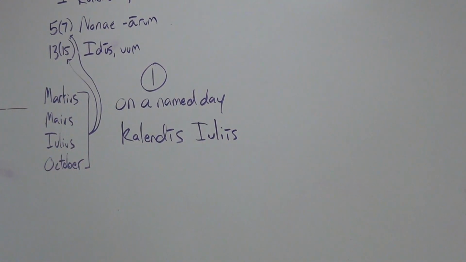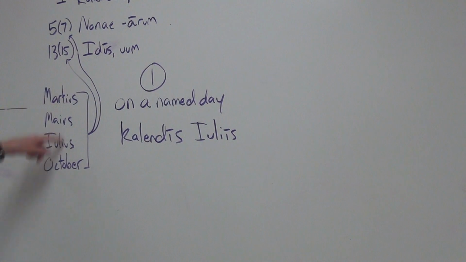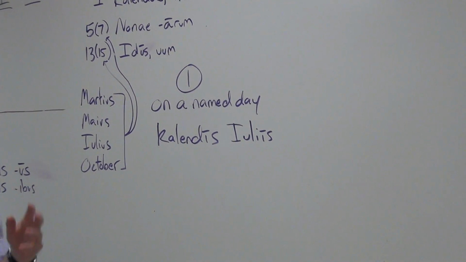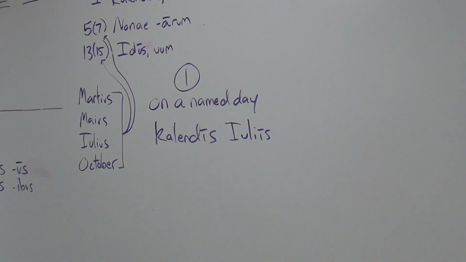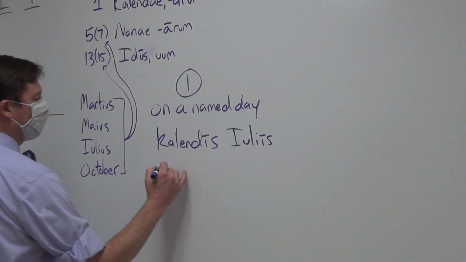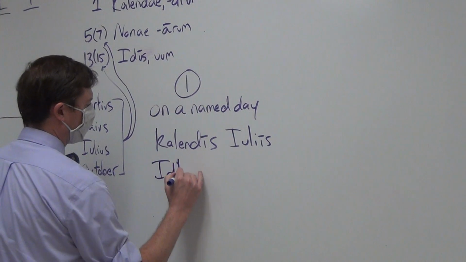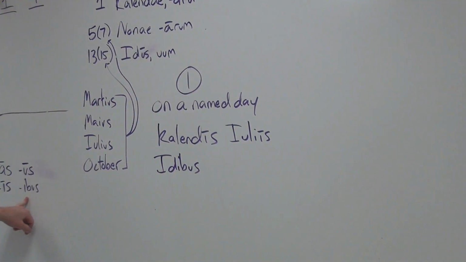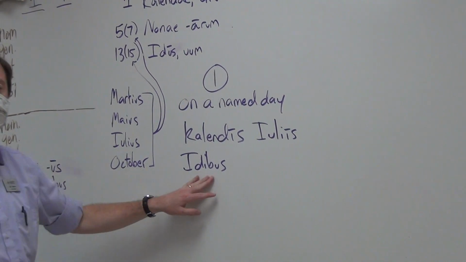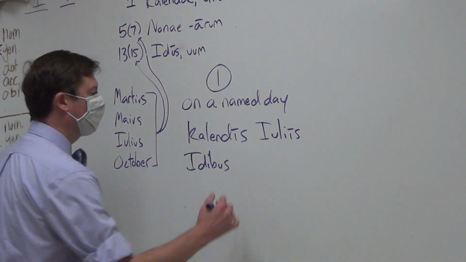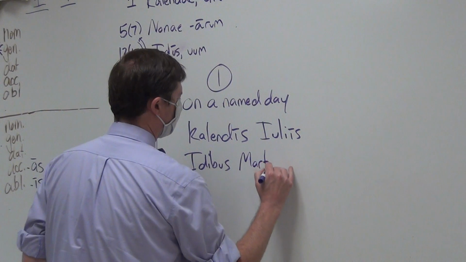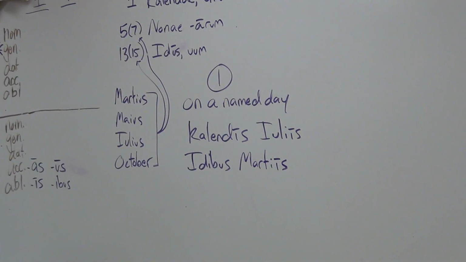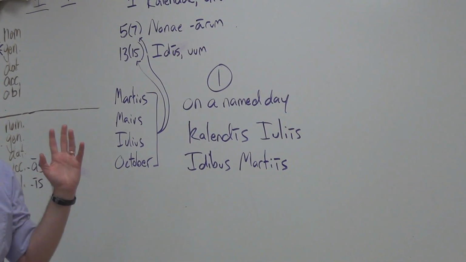On the July calends. And when are the July calends? The 1st of July. Julius Caesar, 2 days ago, was the anniversary of his death. He was assassinated. Idibus. All we're doing is taking the ides, putting it in the ablative. And then which Ides was he assassinated on? Martiis, the March Ides.